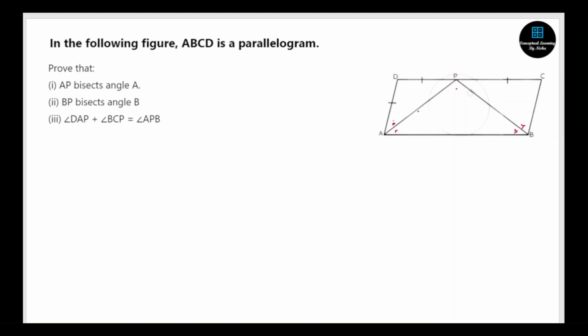Alright, let's do it. Now, as shown in the figure, what can I say for these two triangles? Which triangles? Triangle ADP and triangle BCP. What can I say? See, I already know that AD is equal to BC, correct? AD is equal to BC, opposite sides of a parallelogram, correct?